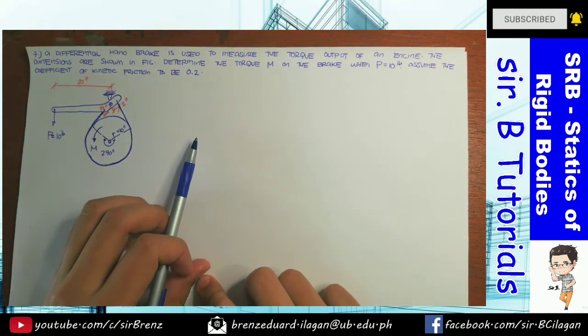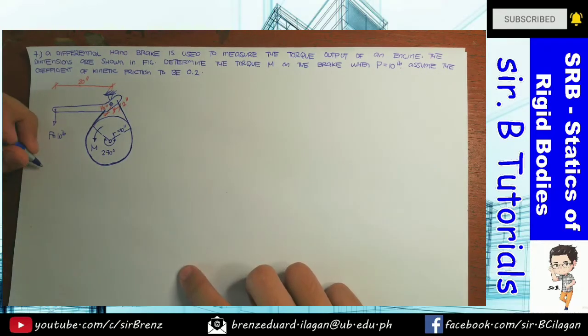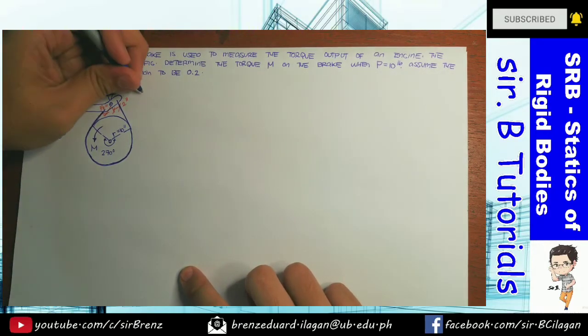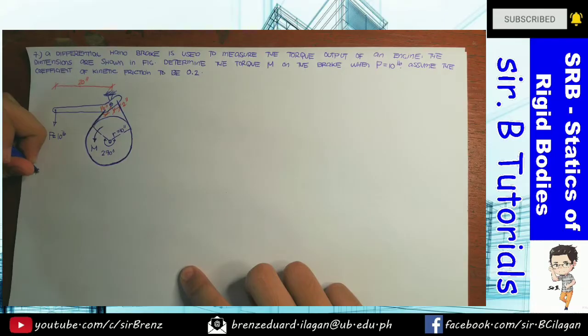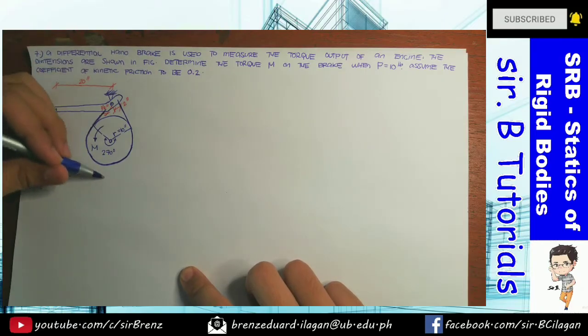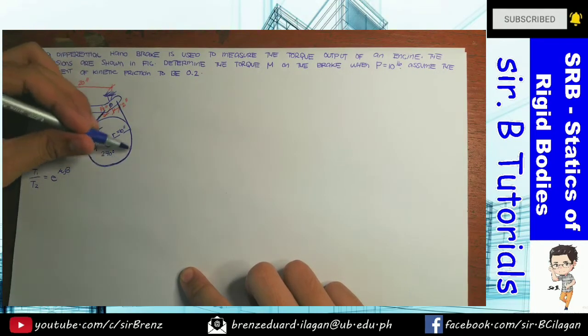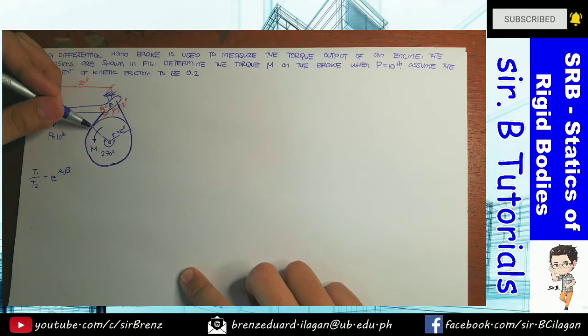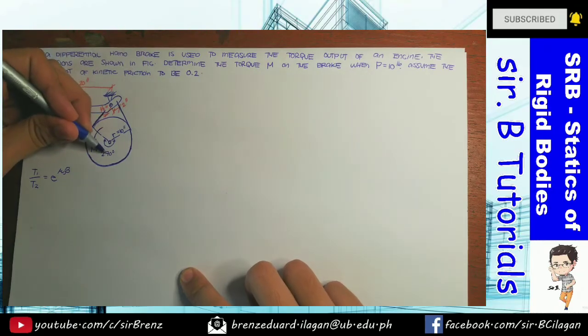So again, ano yung equation natin for this problem? So diba, we have the equation of T1 over T2 is equals to e raised to mu, or the coefficient of kinetic friction, times the beta. Beta is the angle of contact nung iyong belt. Okay? So for this, binigay naman sa problem, which is equivalent to 270 degrees.